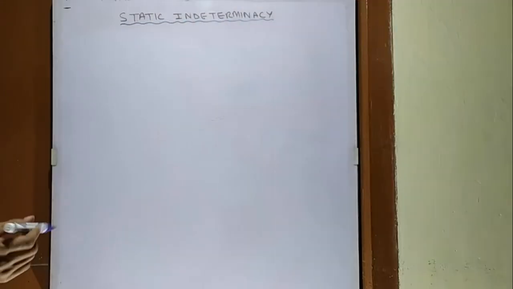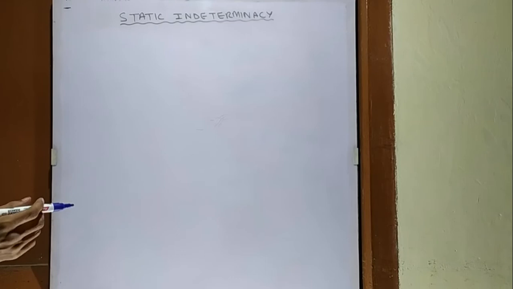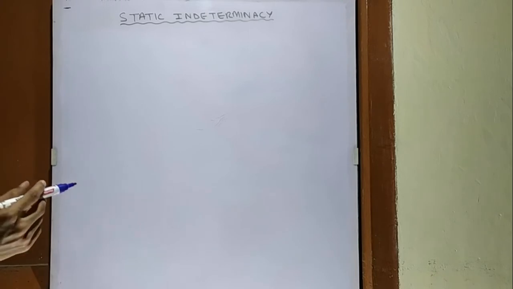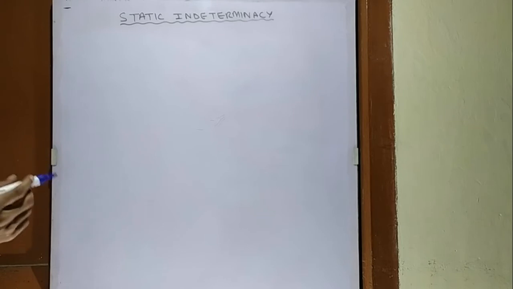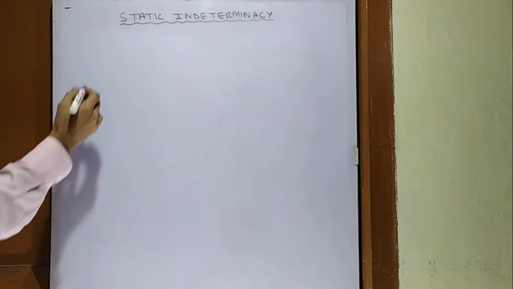So today our topic is static indeterminacy. Now when we say that a structure is statically indeterminate, what does it mean? It means that the forces or the unknowns, reactions or the unknown things in a structure cannot be solved by using the equations from static equilibrium alone. Okay, now what are the equations which we get from static equilibrium?